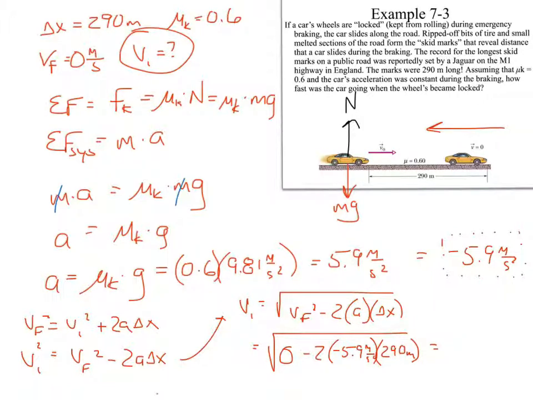So 5.9 times 290, square root, gives 58.5 meters per second as the initial velocity. If you were to transfer that to miles per hour, that'd be somewhere in the realm of 130 miles per hour. So that sucker was moving when he slammed on his brakes. So no wonder he skidded for 290 meters right here.